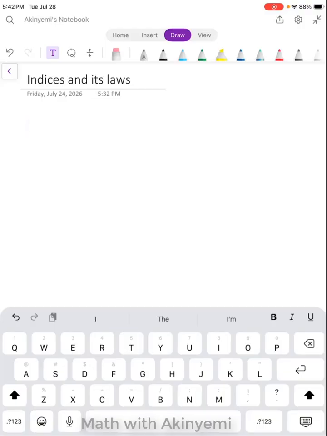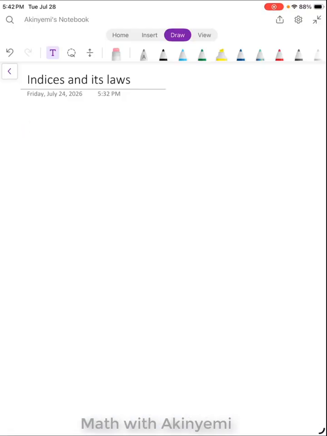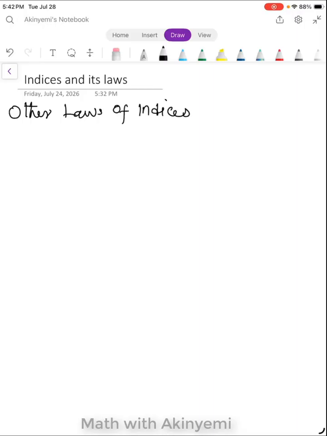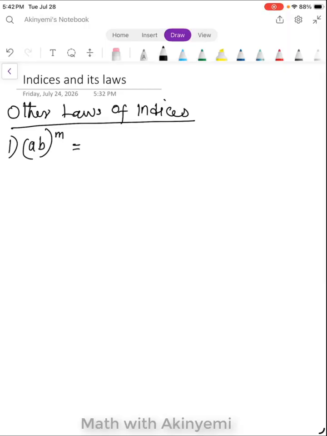In the previous video we talked about indices and its laws, and now we are going to continue with other laws of indices. The first one we'll be looking at is (ab)^m. It's the same thing as saying a^m multiplied by b^m.